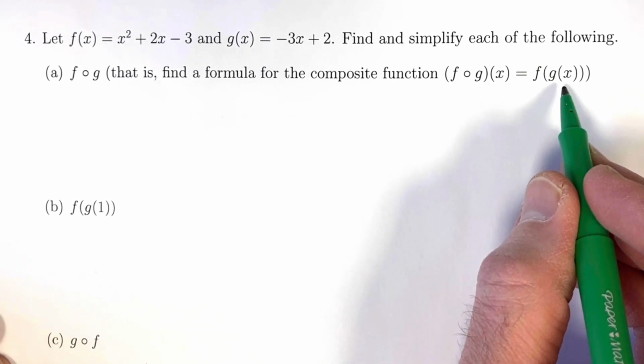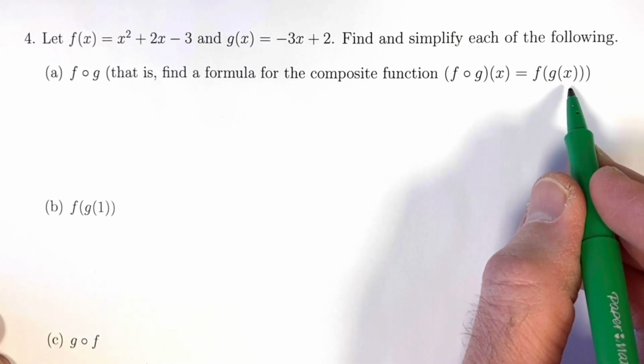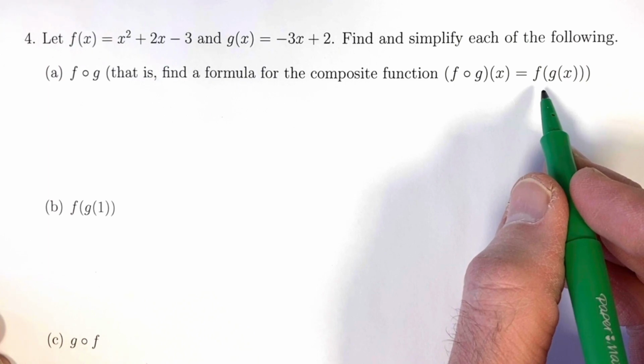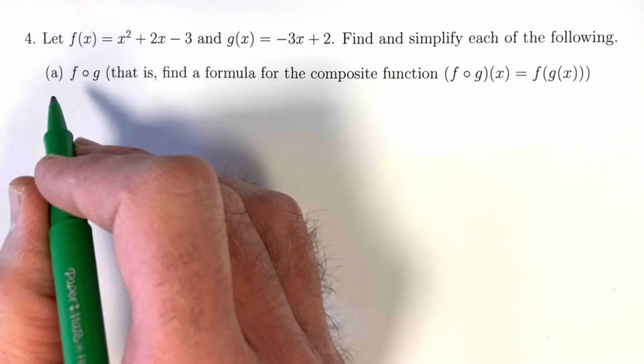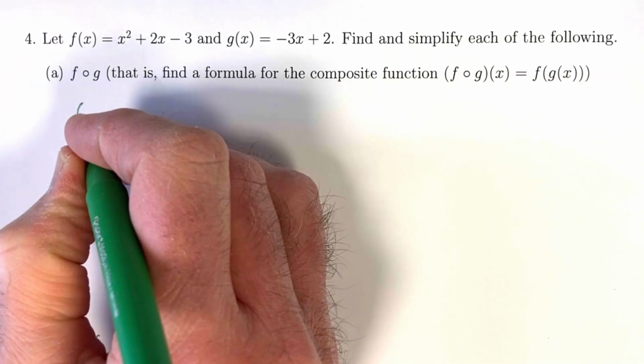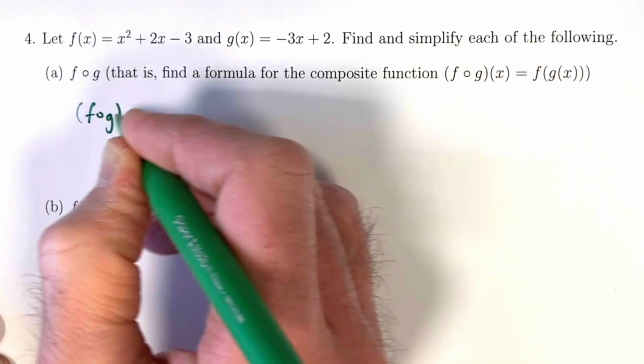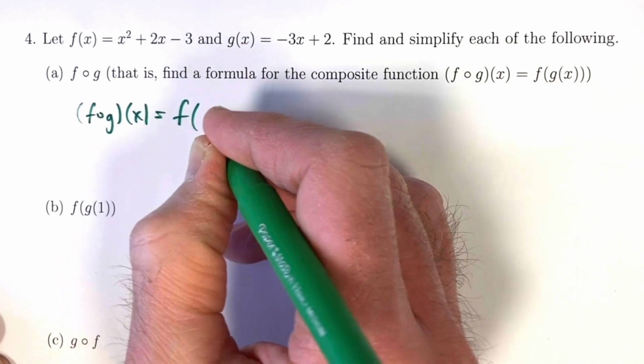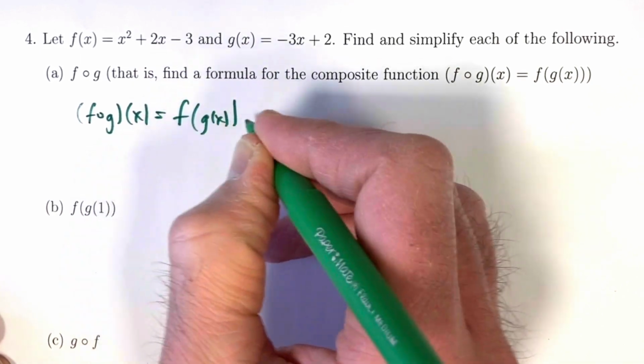It gets done first. Then you take the output of that function and plug it into f. You work from right to left, from inside to outside. That's what we want to do here, and that's what this notation means. F compose g of x, by definition, there's nothing magical here, is f of g of x.